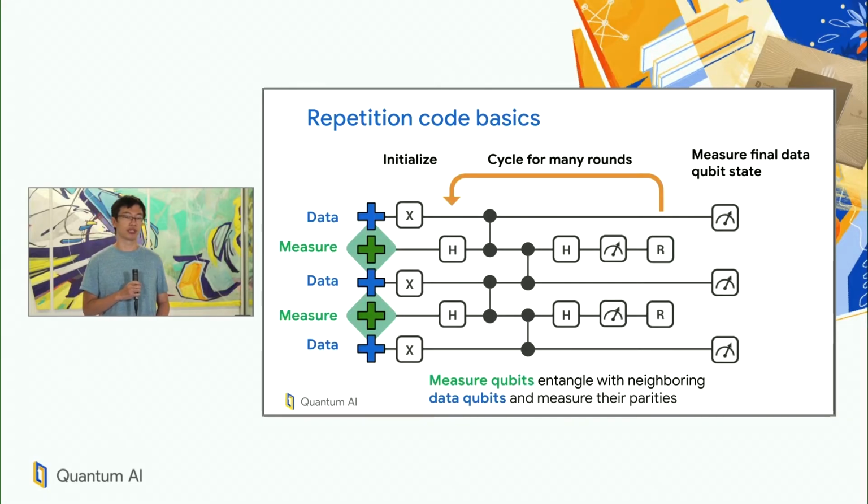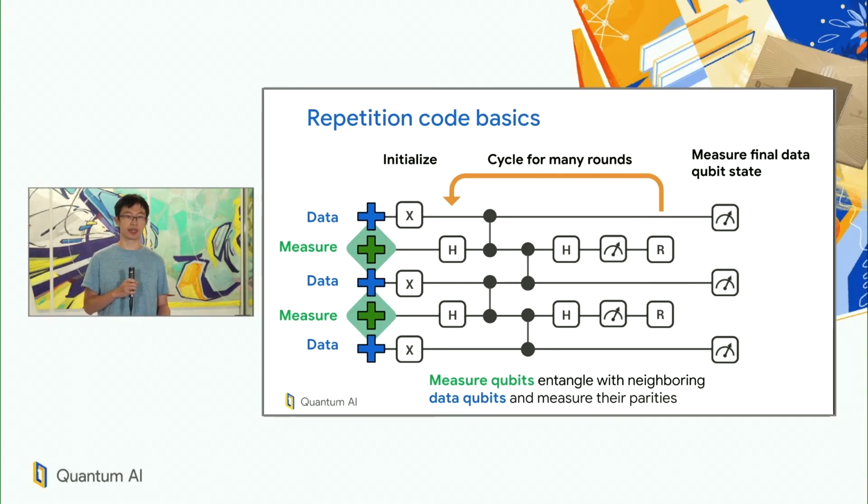So let me give you a little demonstration of how the repetition code works with a 5-qubit example here, where we have 3 data qubits and 2 measure qubits that are interleaved. We start by initializing the data qubits into a state that we know about. We then run this little circuit here that's called a stabilizer circuit.